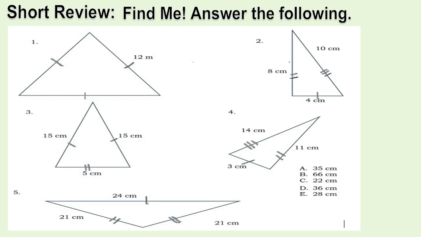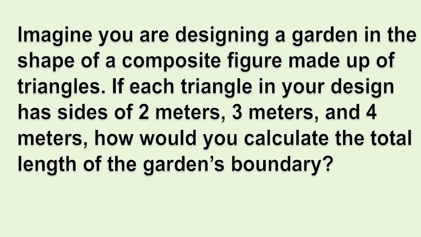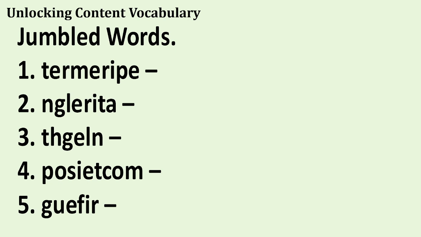Day 1. Short review. Answer the following. Imagine you are designing a garden in the shape of a composite figure made up of triangles. If each triangle in your design has sides of 2 meters, 3 meters, and 4 meters, how would you calculate the total length of the garden's boundary?